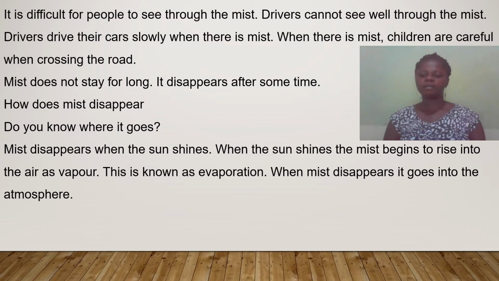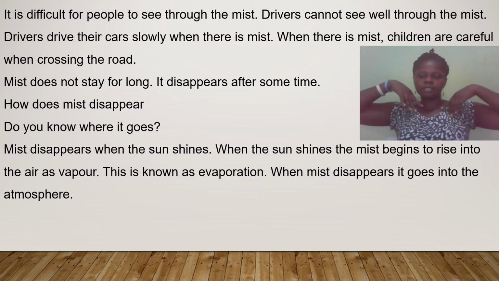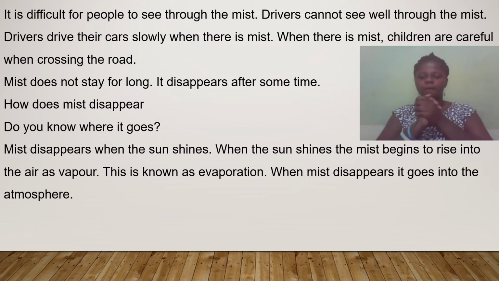So it's like the way you are boiling water. The vapor that comes out of the boiling water, that is how the mist turns into vapor and then disappears into the atmosphere. So that is how mist disappears. It disappears when the sun shines, and it disappears into the atmosphere.